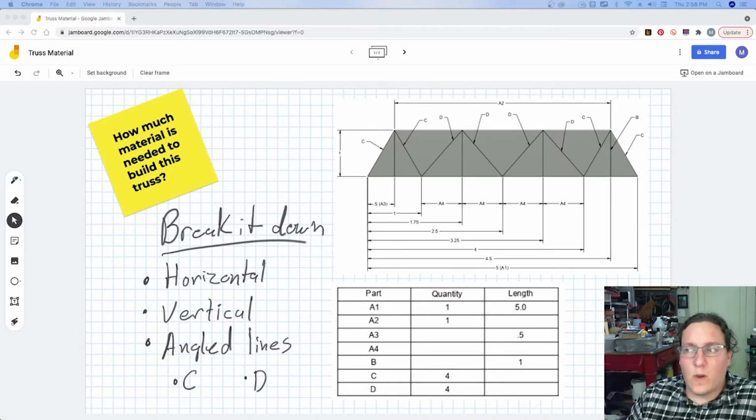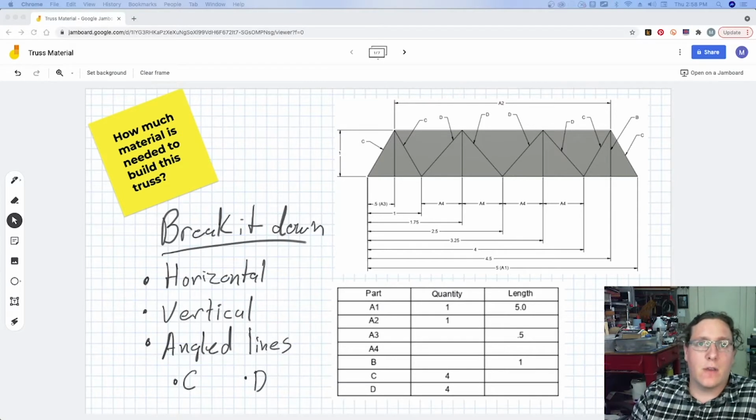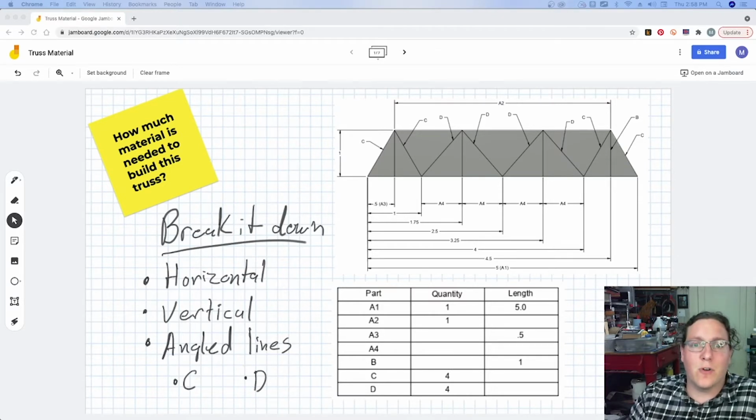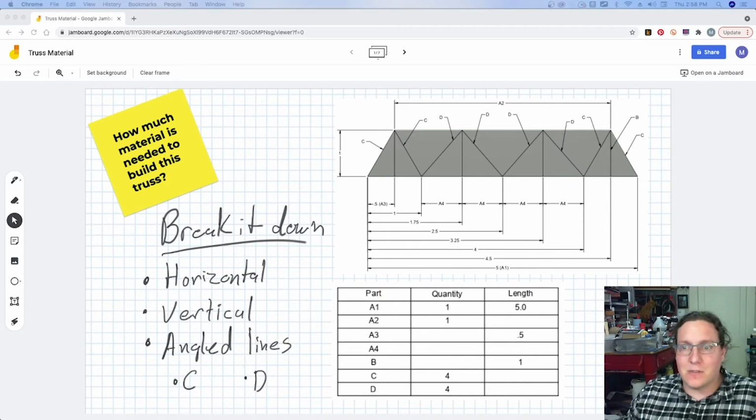Now, when you're looking at just the technical drawing, you're probably going to be saying there's a lot of information there and you get a little intimidated. And that's expected. You see a lot of information and you figure out, how do I approach this? The best way to approach this, I think, is to break it down into similar components. Specifically, we're going to be looking at horizontal lines. We'll look at the vertical lines, the vertical parts of it, and then the two different types of angled lengths that we have. So the C components and the D components.